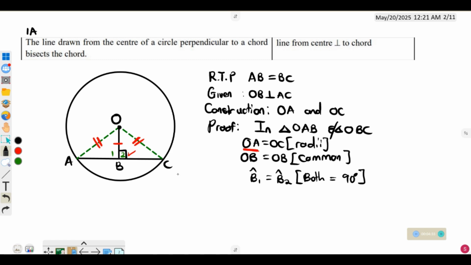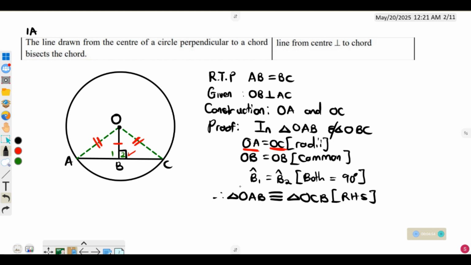We have OA, which means we can call this triangle OAB, right? And then we check this is congruent to triangle what? Look at which one you started with. You started with OC, so this is OCB. Why? Because of right angle, hypotenuse, side. You proved the right angle and the hypotenuse as stated in the previous video.